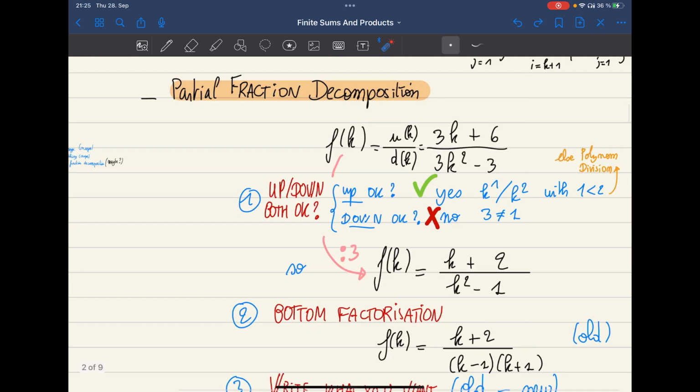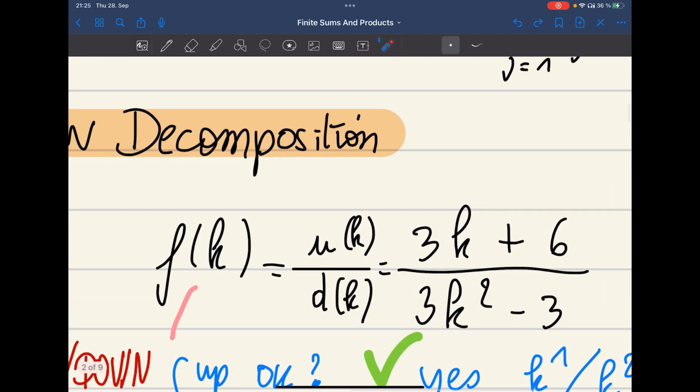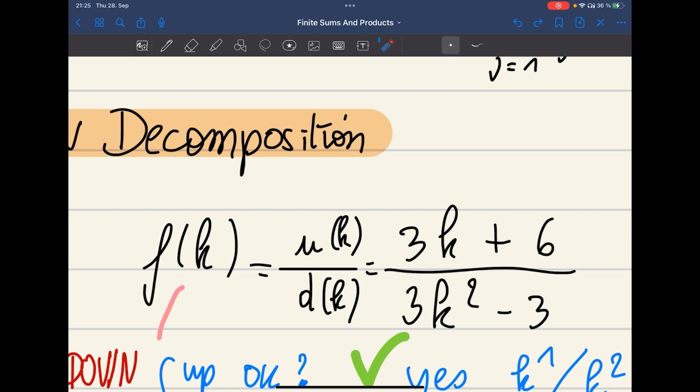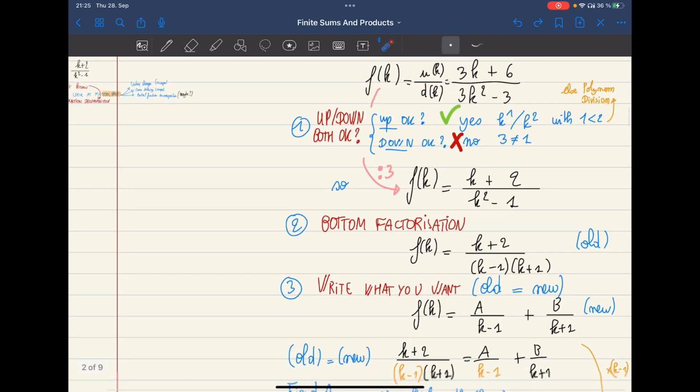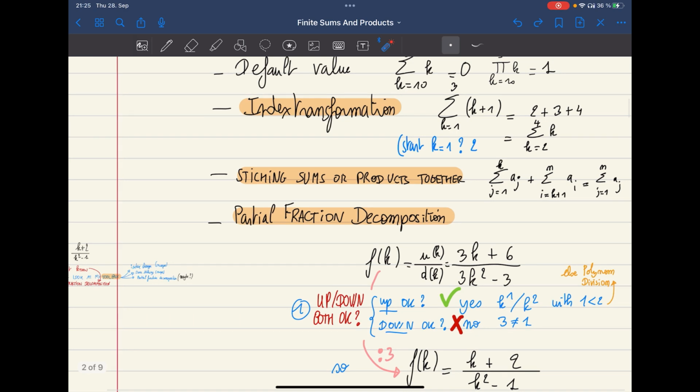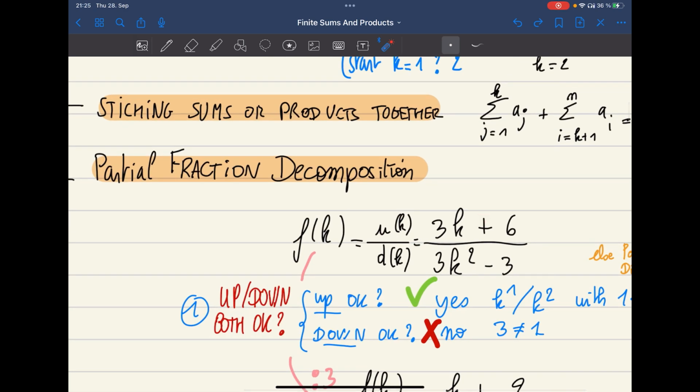Now, the partial fraction decomposition. Try to do it, see if you remember how to do it. If not, let's see how it goes. So there are 3 steps. The first step is to look up and look down. There is a condition for up and a condition for down.